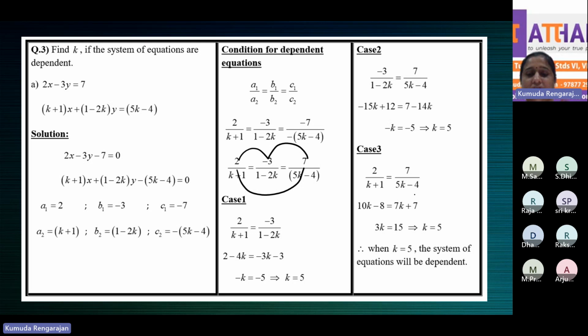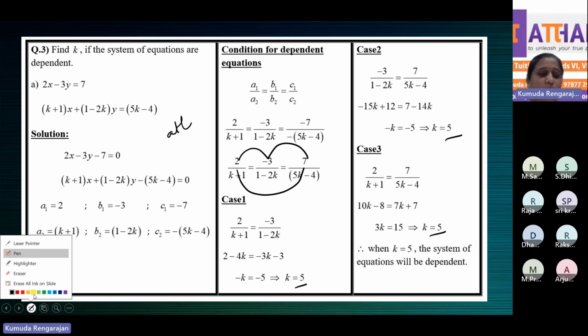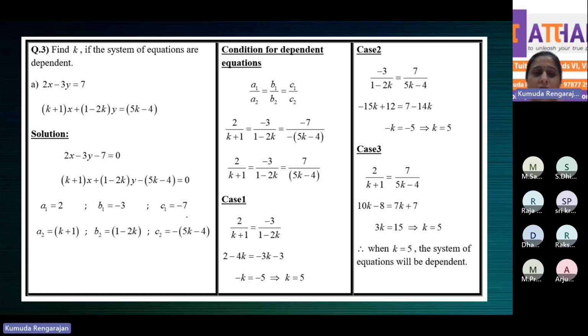I have worked all the three cases. Everywhere you get 5. You should at least work 2 cases, children. I'll tell you why. I have worked all the 3, but you can work all the 3 also. Equating these two is case 1. Equating this and this is case 2. Equating this and this is case 3. Everywhere we get the same value for K, 5.